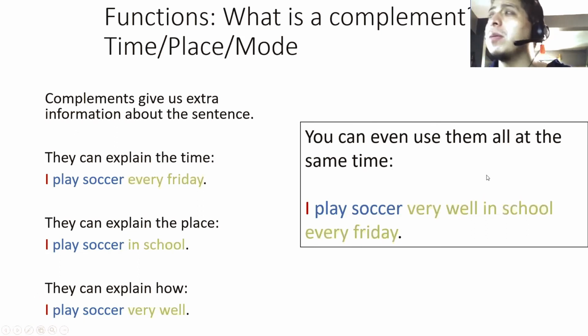And you can even use them at the same time. You can say, I play soccer very well in school every Friday. So in this case, you are using 3 complements: complement of time, complement of place, and complement of way, or how. And you are explaining everything about the sentence. I play soccer, and you are saying when, where, and how you play soccer. All of these are extra information. And in this case, you have 1, 2, 3, 4, 5, 6 words as your complement. One is the subject, one is the verb, and then very well in school every Friday, that's the complement.